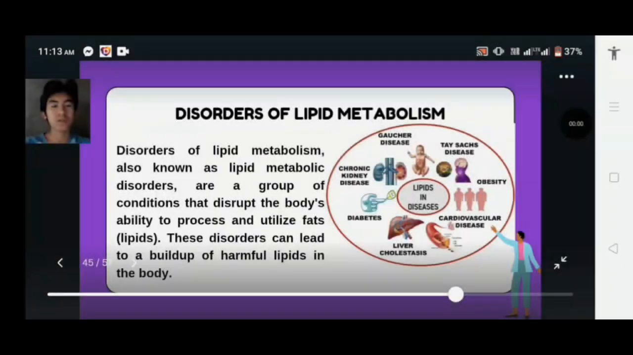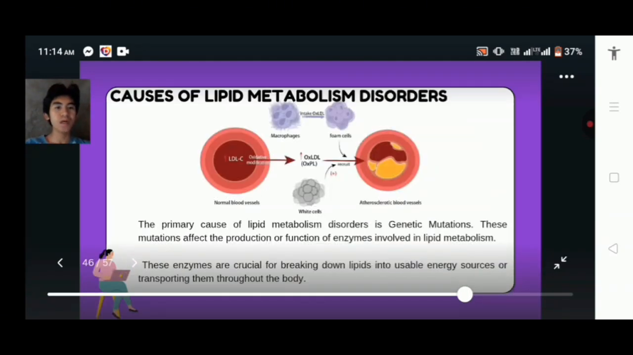Thank you. We're down to the disorders of lipid metabolism. Disorders of lipid metabolism, also known as lipid metabolic disorders, are a group of conditions that disrupt the body's ability to process and utilize fats, or lipids. This disorder can lead to a buildup of harmful lipids in our body.